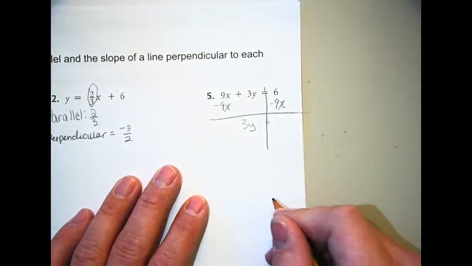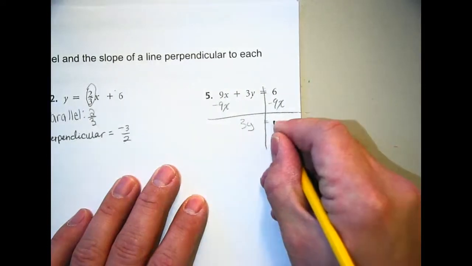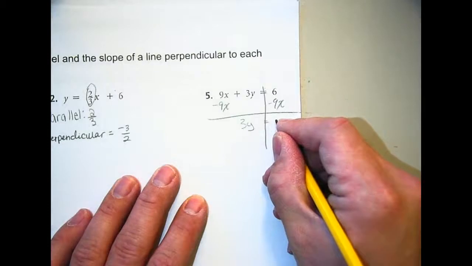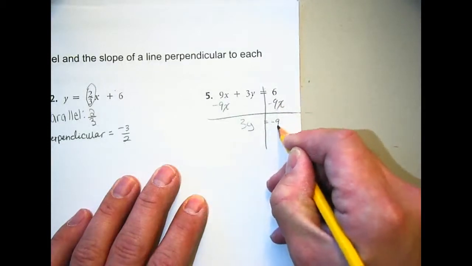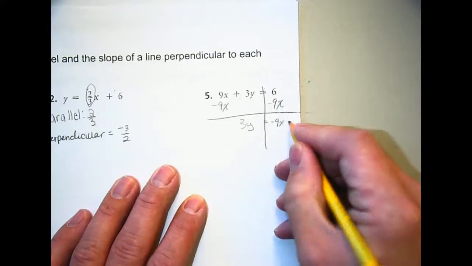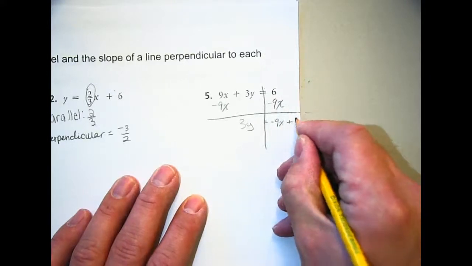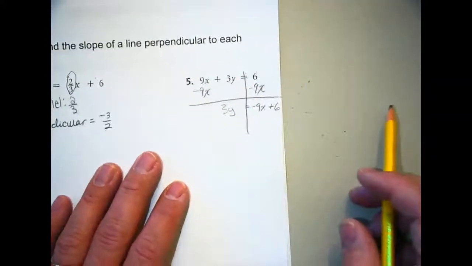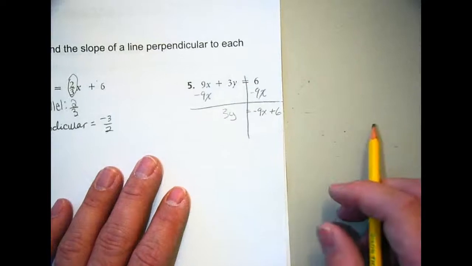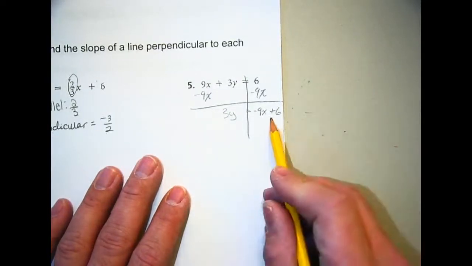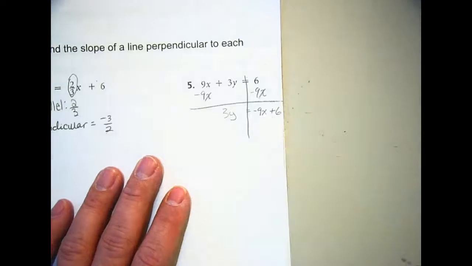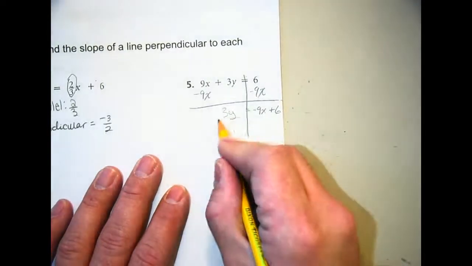Almost. So we got this. You guys stay with me. Negative 9x. What kind of 6 is that? Positive. We can't put them together, so negative 9x plus 6. Jaden, what do we do next to get that y by itself? Nope, 6 is here. We want to get y by itself. Divide by? Divide by 3, yeah.